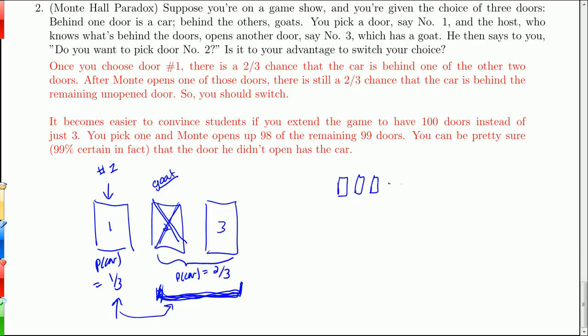And I won't draw you a whole bunch of these. All the way down. So there's door 1, 2, 3. Say this is door 72, 73, 74, door 99, and 100. If there were 100 of these doors, he said, all right, pick a door. And you picked door number 1. So you pick this one.